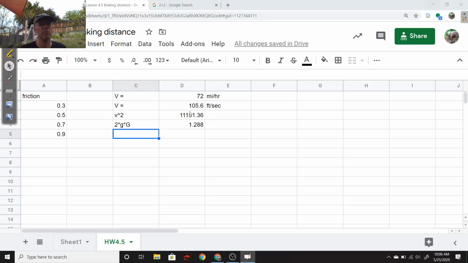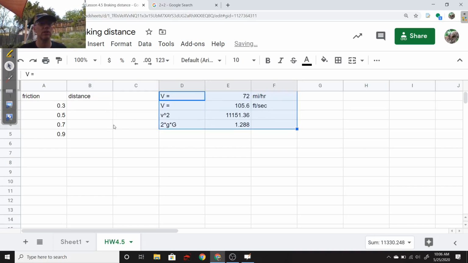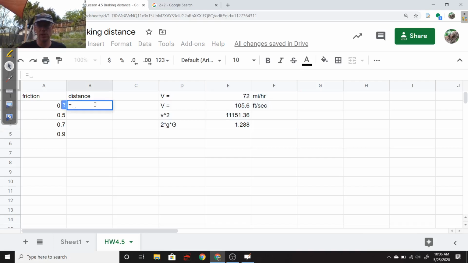So calculator or spreadsheet, and so here I have it set up to do the distances. And I'm just going to move these guys over, make it a little more readable maybe. All right, so I'm going to go equals and 11151.36 divided by parentheses 64.4 times, and here I'm just going to click on the friction number, plus the 1.288. And so it tells me the first one's about 541.1 rounded.